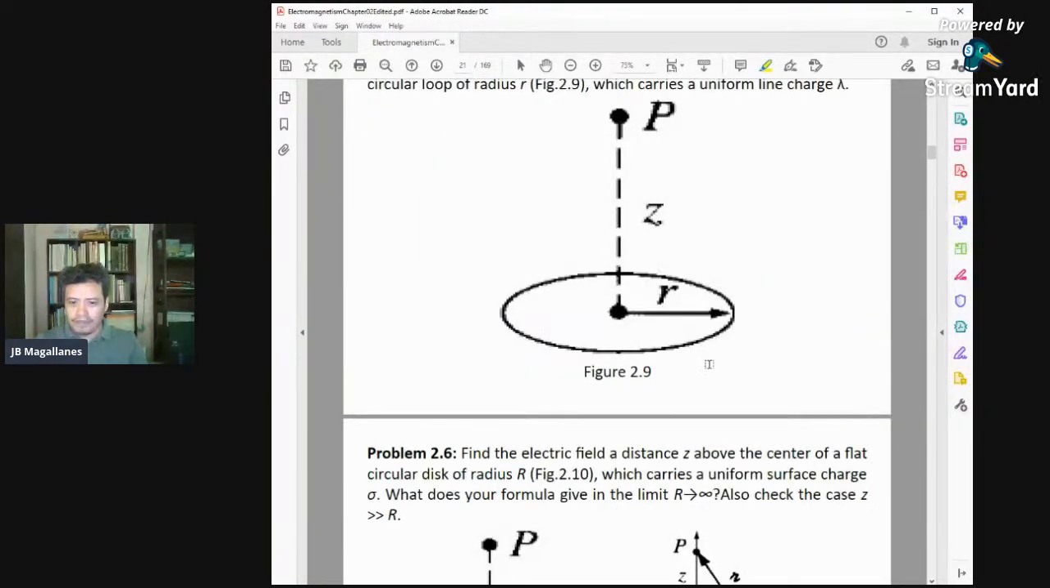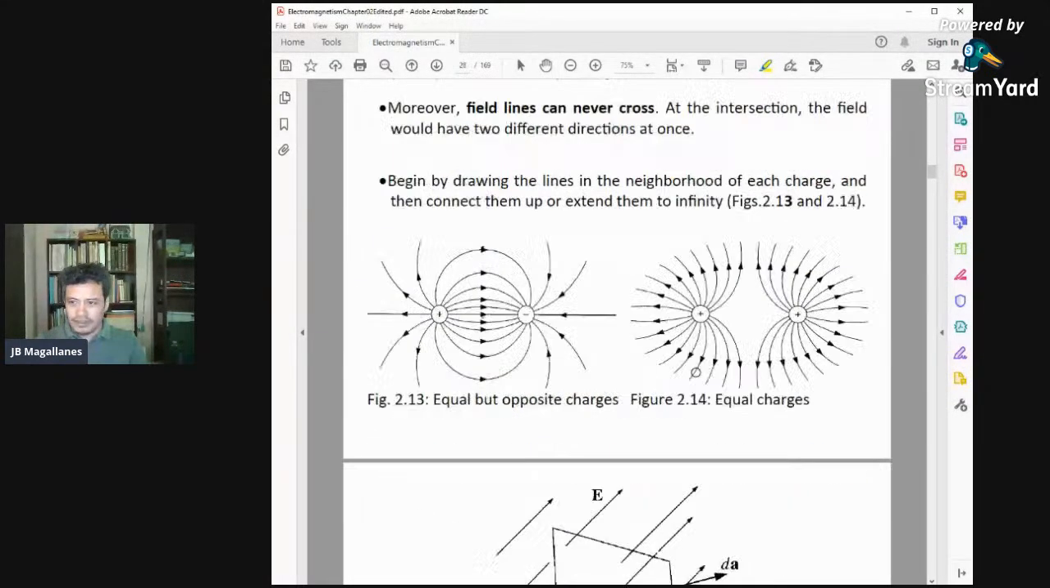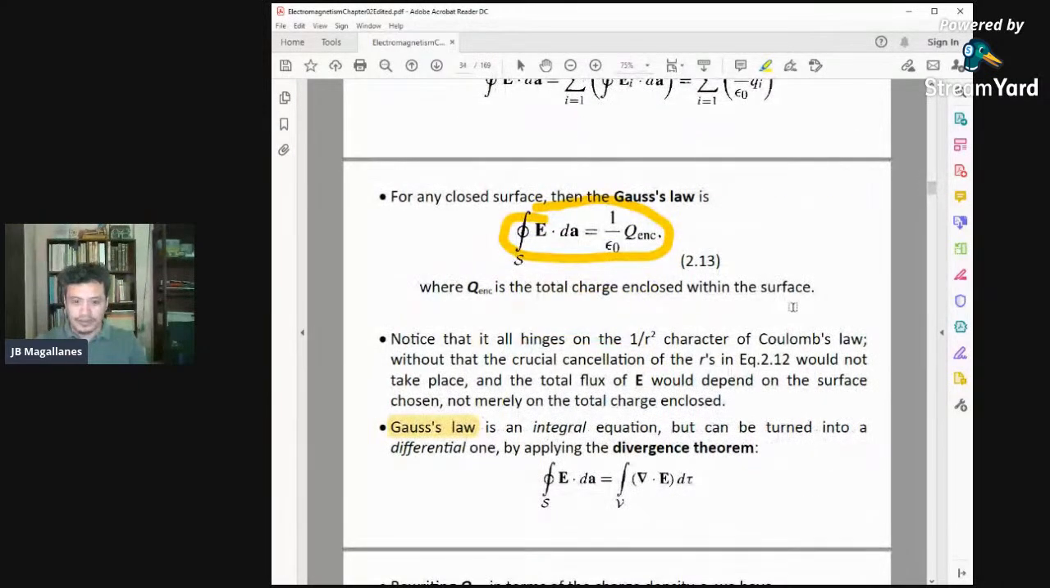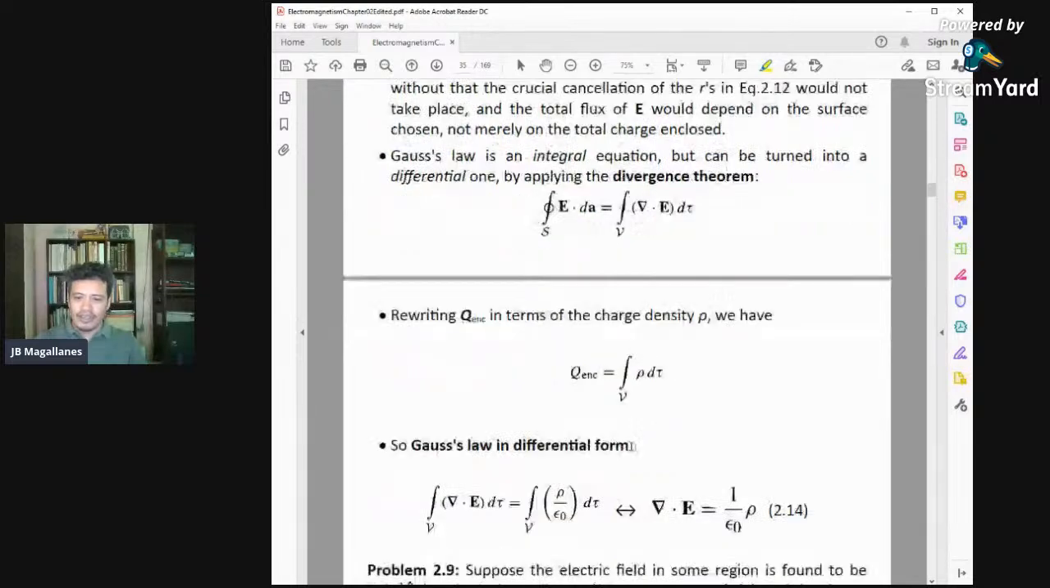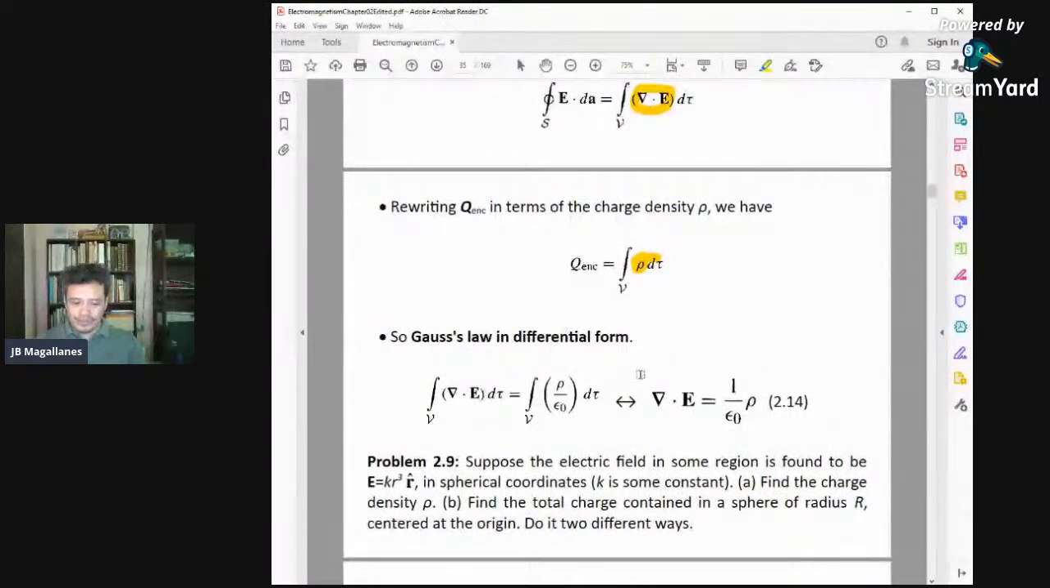So your Q enclosed will just be the integral of rho dτ. This one is equal to this divided by epsilon, so you have the divergence of E equal to rho divided by epsilon. So the Gauss law we can write in integral form or in differential form.